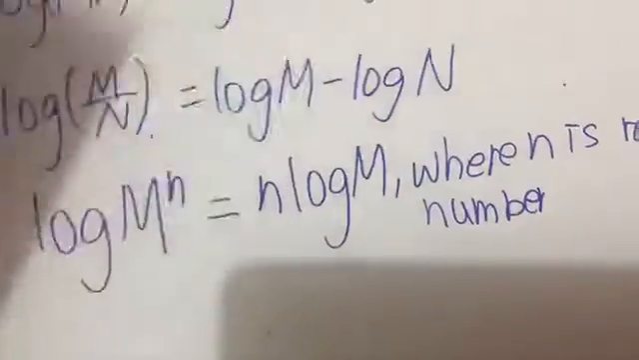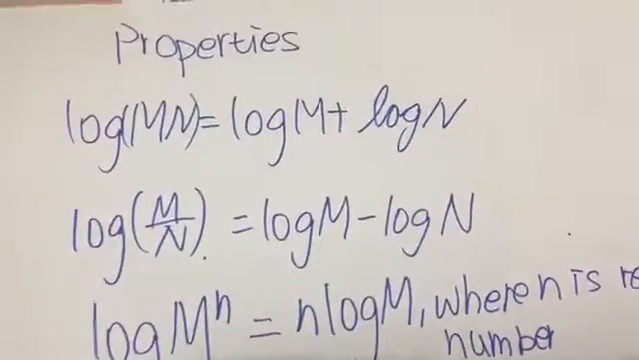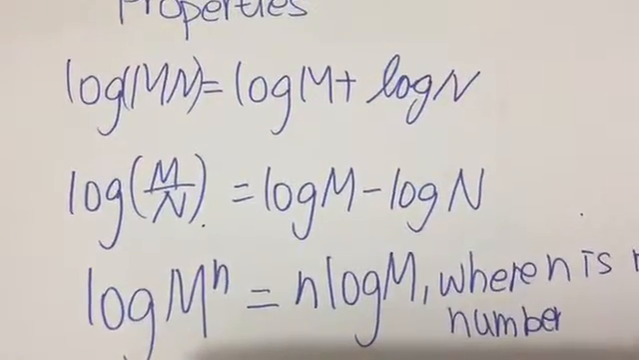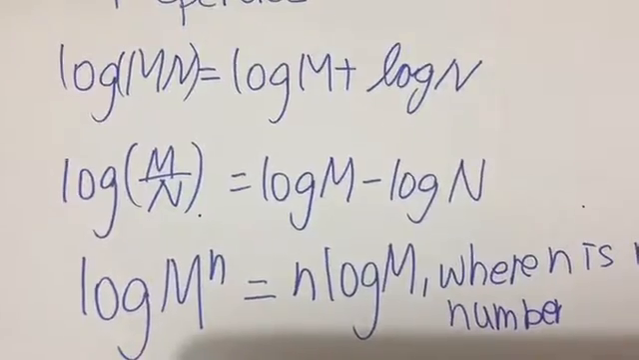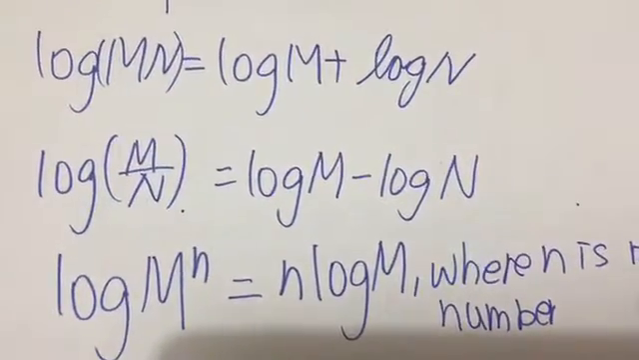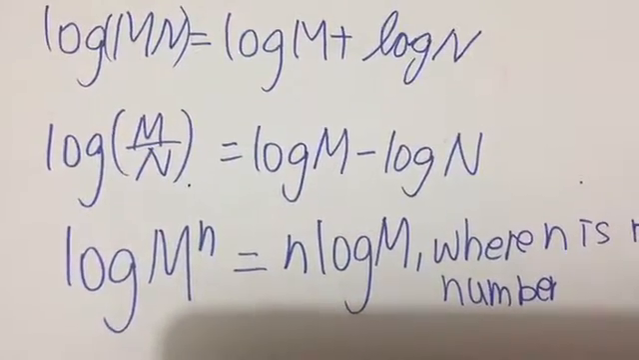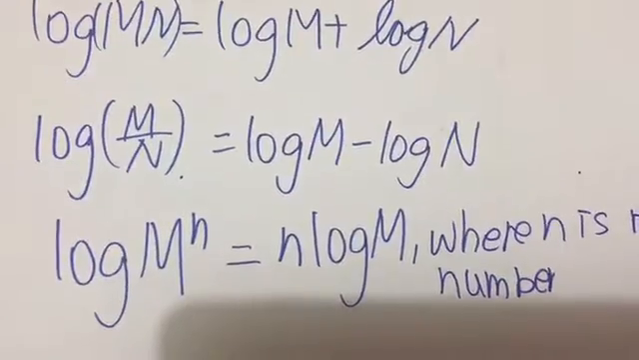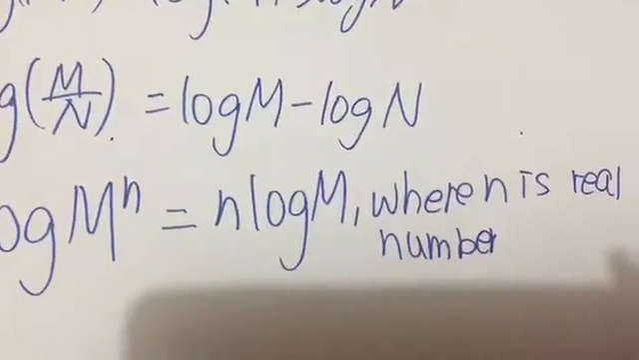Now it is time to show you some properties of logarithmic functions. Log of m times n equals log m plus log n. And log of m divided by n equals log m subtracted by log n. Log of m to the power of n equals n log m, where n is a real number.